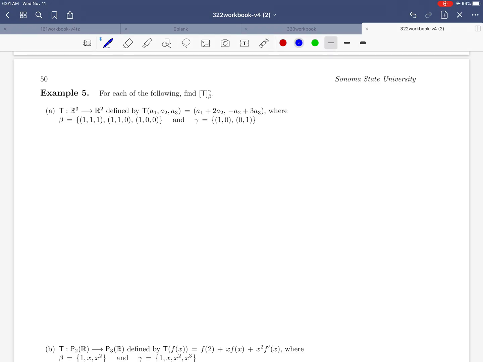Hi everybody, and welcome to example 5 on page 50 of the workbook here. This is going to be another example of finding matrices of linear transformations. In this video we're just going to look at part A here.